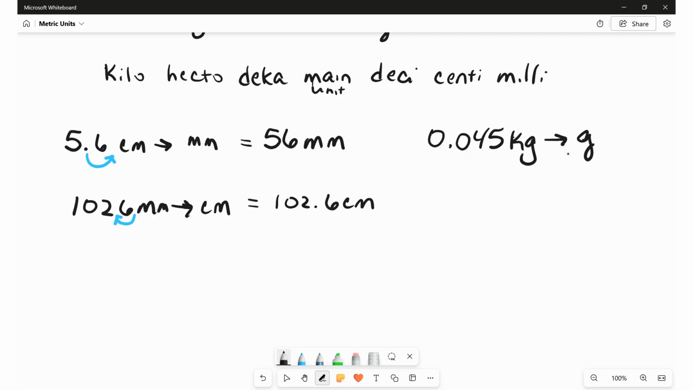Now, how many spaces? Well, we start at kilo. So imagine you're on a game board. You're here at kilo. You have to move to hecto, to deca, and then to your main unit. So that means that we are going to move that decimal place 1, 2, 3, and drop it. So that means that this 0.045 kilograms is equal to 45 grams.